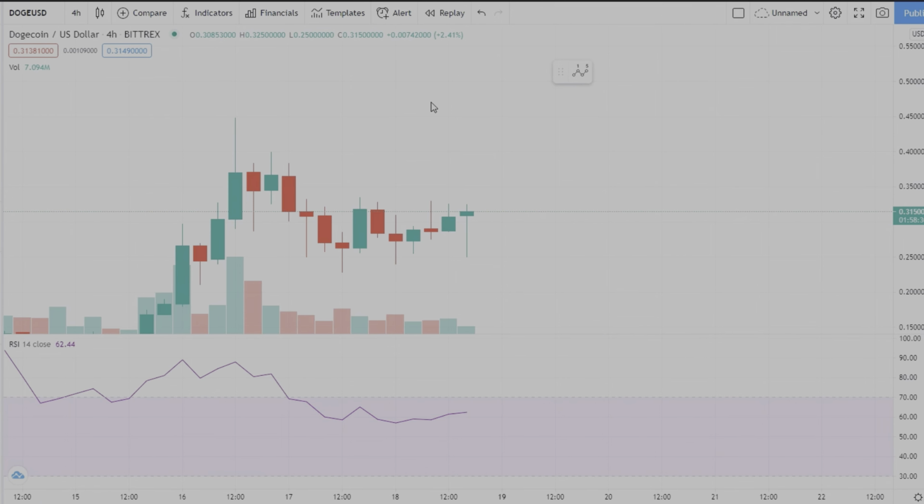Here we are over in TradingView, and I pulled up Dogecoin just to have some fun here. Again, we're on the 4-hour Bittrex server. It doesn't really matter. You're going to pull up the exchange that you're using, and you're going to pull up the time period that you care about. But for starters, we're going to talk about RSI, the relative strength index.